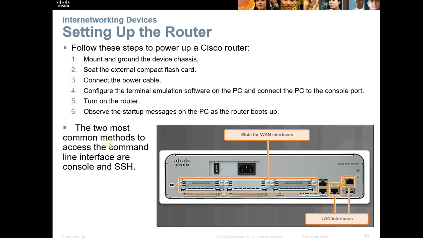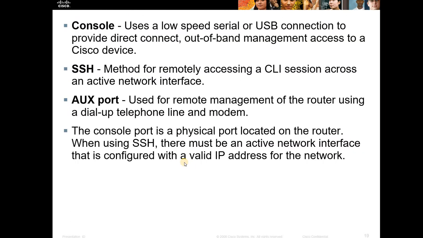The two most common methods to access the command line interface are the console and SSH. Console generally uses a low speed serial or USB connection to provide direct connection or out-of-band management access to the Cisco device. Coming to the SSH method, it is mainly for remotely accessing a command line interface session across an active network interface.